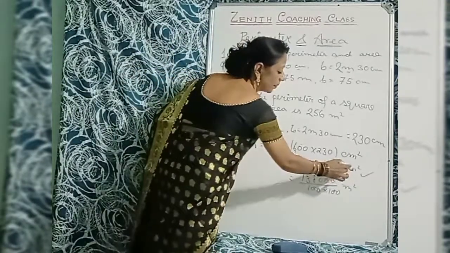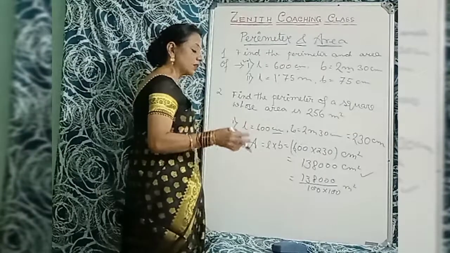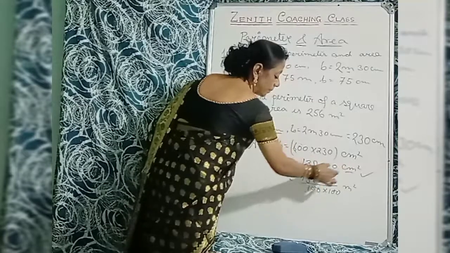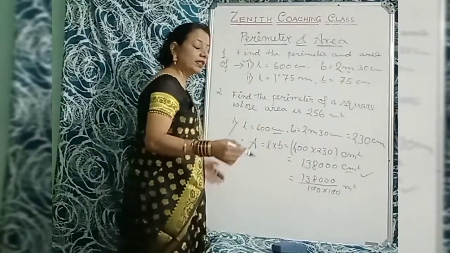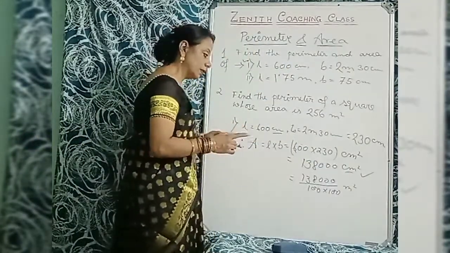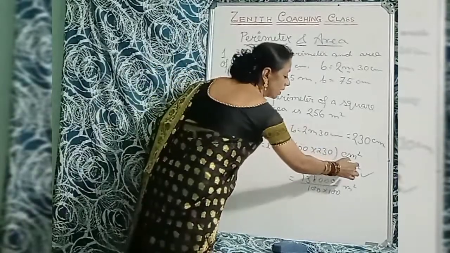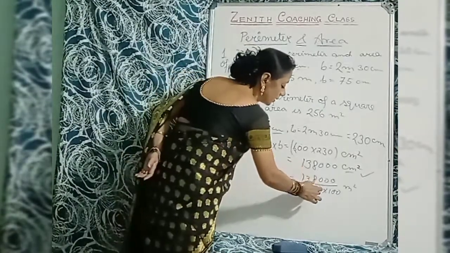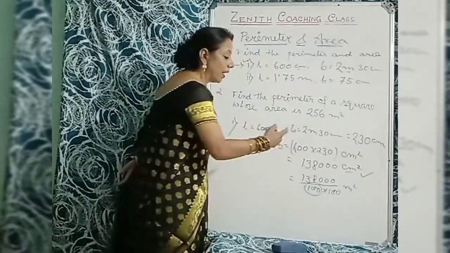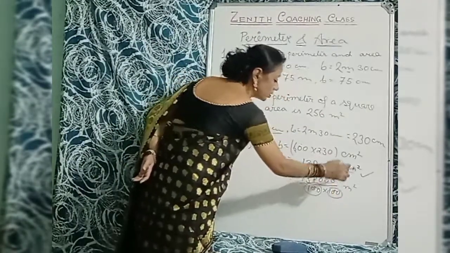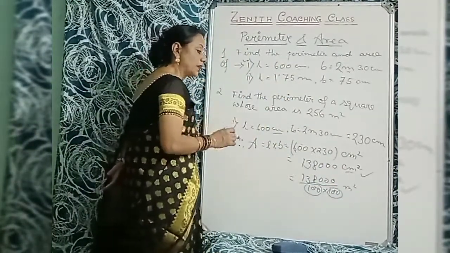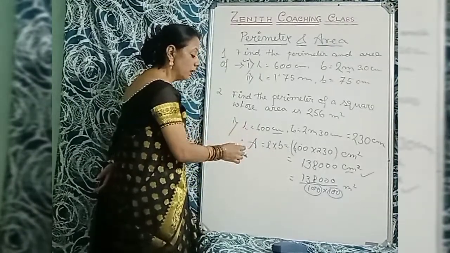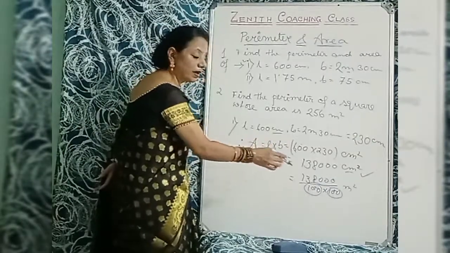Because 1 centimeter equals 1 by 100 meter. For centimeter to meter, you have to convert centimeter to meter by dividing by 100. But here it is centimeter square, that is centimeter multiplied by centimeter. So for 1 centimeter you put 100, and for another centimeter you put another 100. To convert centimeter square to meter square, you divide the magnitude by 100 multiplied by 100.